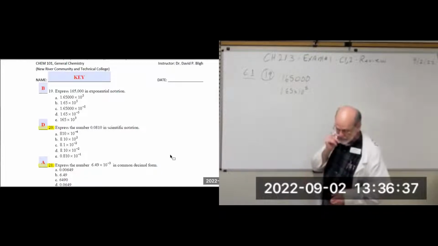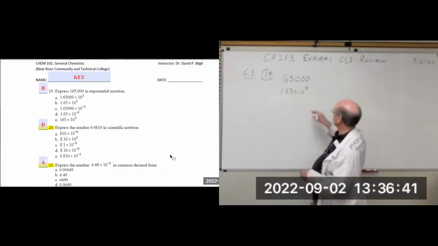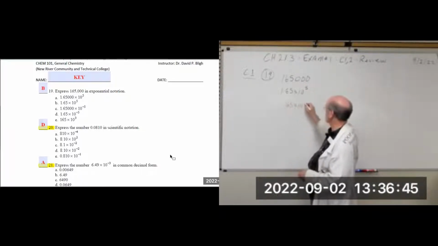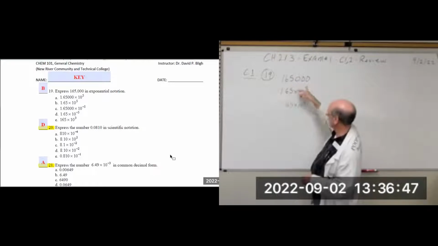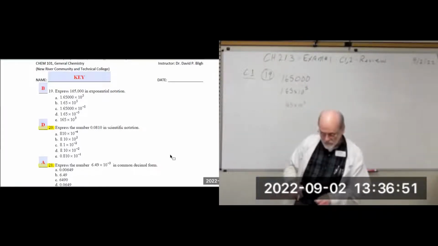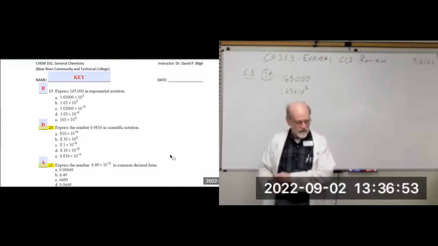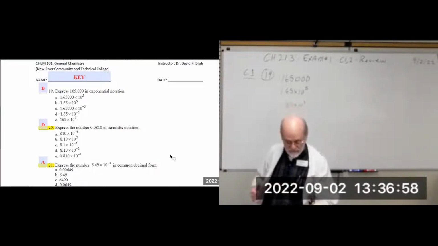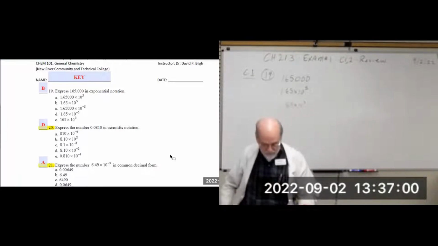But what if we did 165 times 10 to the third, like moving 1, 2, 3? That's one of the answers too, isn't it? All right. So that would be a bad question on a test, because in exponential notation you could put either one of those.